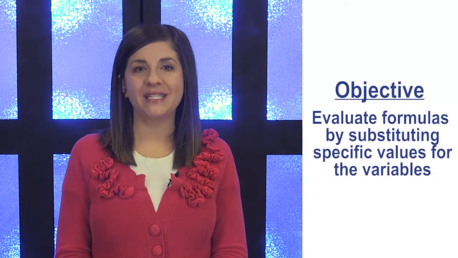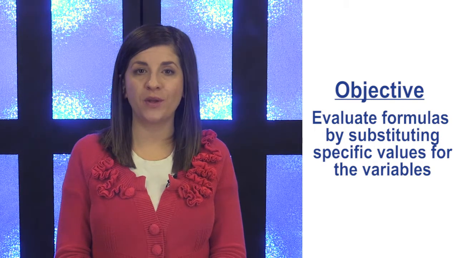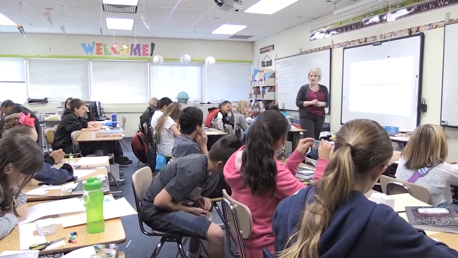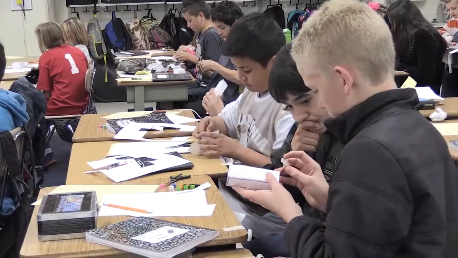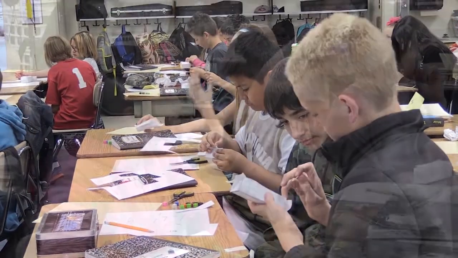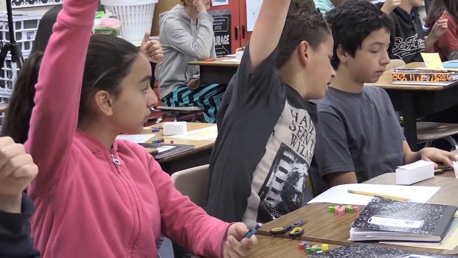The objective of this lesson is to evaluate formulas by substituting specific values for the variables. In previous lessons, students have learned how to generate algebraic expressions. Students have learned that in formulas such as area equals length times width, values are substituted for variables. Today, students will evaluate formulas for 2- and 3-dimensional shapes.